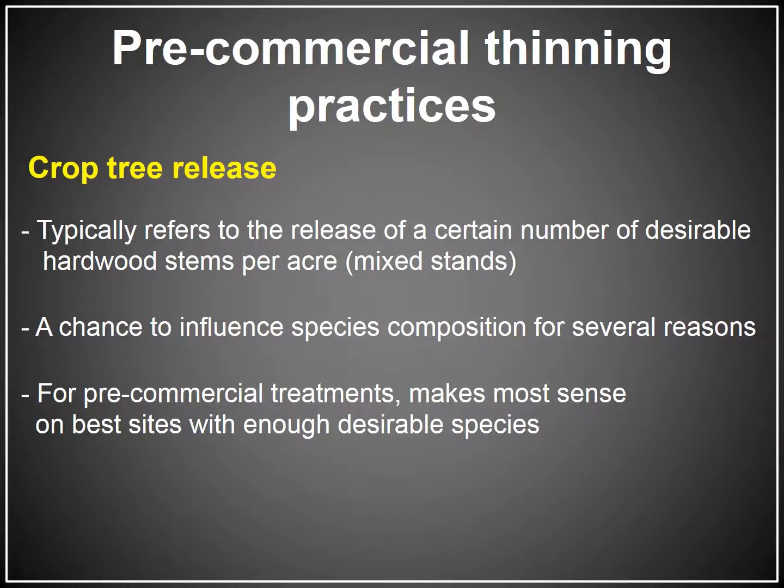Crop tree release thinning is a pre-commercial technique typically applied to hardwood stands, where a certain number of high-value trees are released per acre. It offers a chance to influence species composition on the most productive sites. The technique is often used to focus site resources on species with either high timber value potential or species of significant importance to wildlife. Northern red oak is an example of a species often favored by this treatment for both of those reasons.